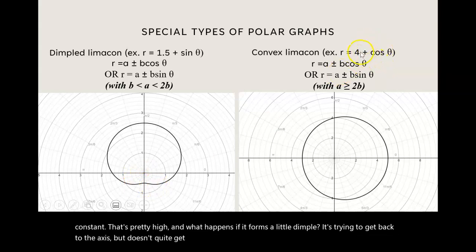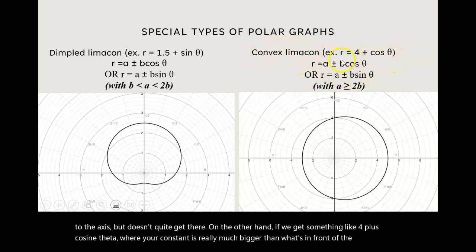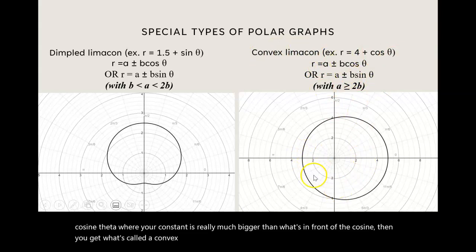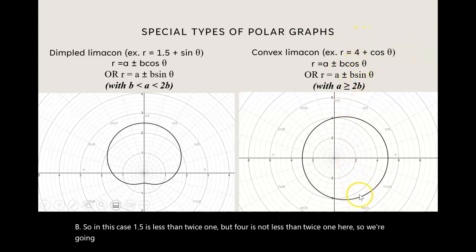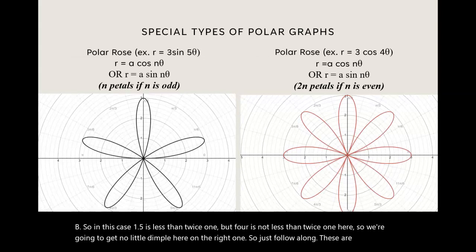On the other hand, if we get something like 4 plus cosine theta, where your constant is really much bigger than what's in front of the cosine, then you get what's called a convex limacon, and you don't see any dimple here. The difference has to do with whether or not our constant is less than twice b. So in this case, 1.5 is less than twice 1, but 4 is not less than twice 1 here. So we're going to get no little dimple on the right one. So just follow along. These are lots of different graphs that we'll see.